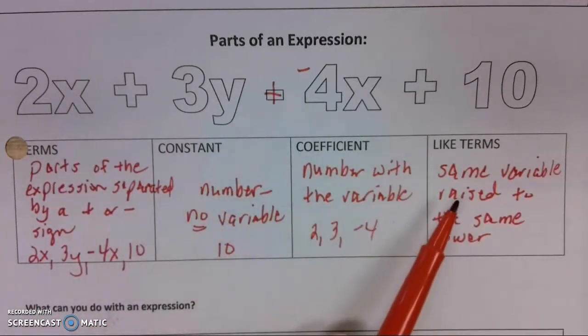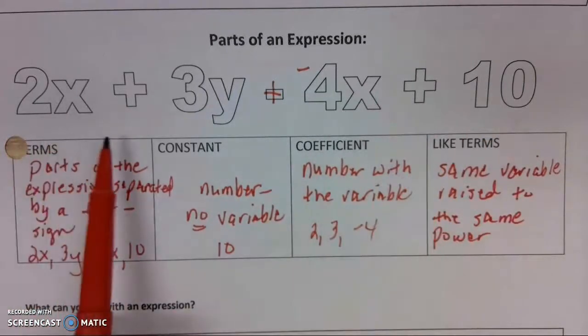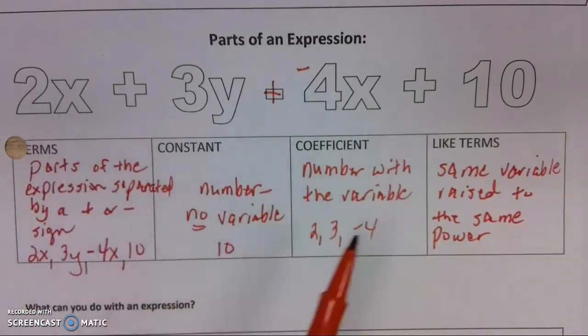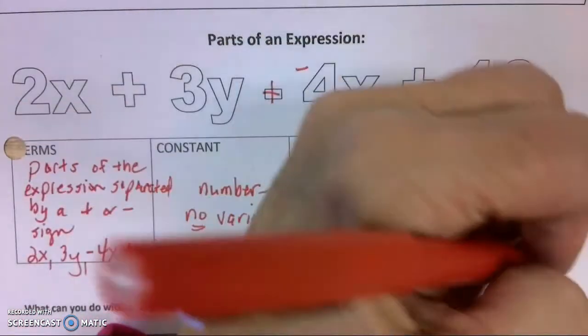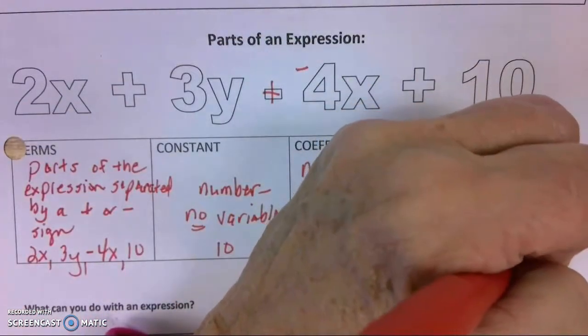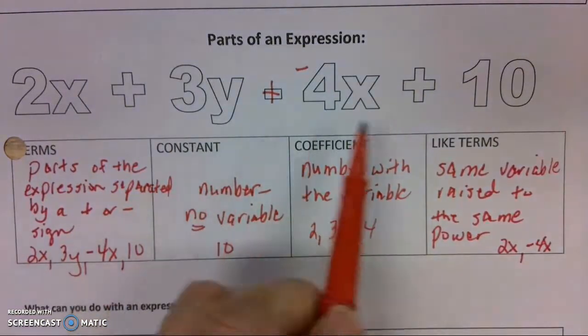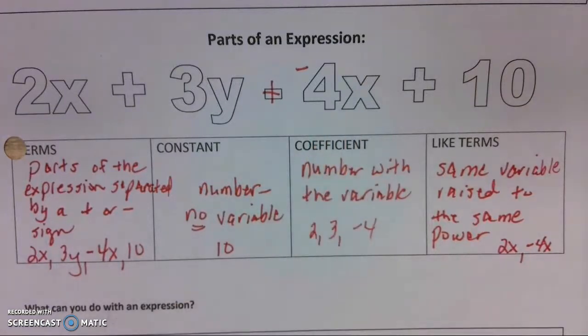Well, my like terms are going to be those terms that have the exact same variable raised to the same power. Now this expression does not have any exponents, so I only need to look at the x's. So I only actually have one pair of like terms, and that would be 2x and negative 4x, because again, that negative sign stays with the number.